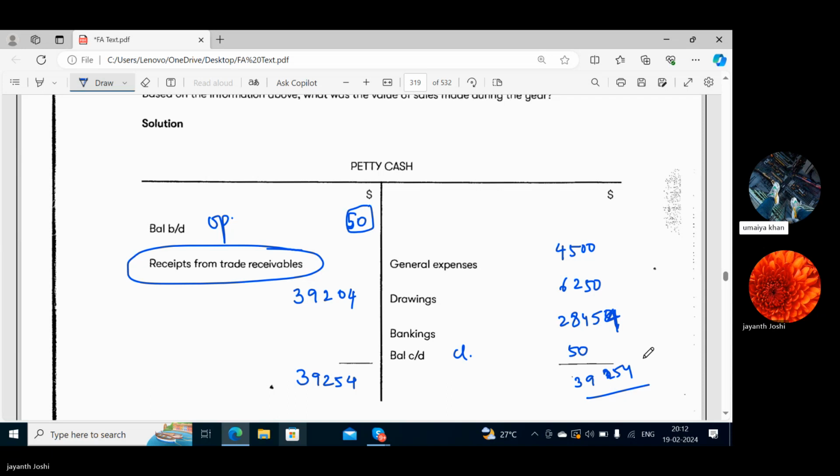So from 39254 we'll deduct 50, we get the amount received from receivables. Clear? When we maintain a petty cash, cash book is like this. Debit side is receivables, credit side is payment. So receipts are noted on the debit side, payments are noted on the credit side. I hope you know the format of petty cash and cash book.